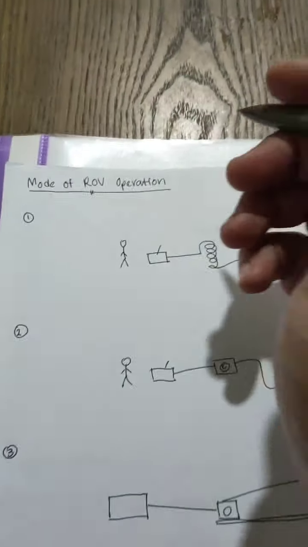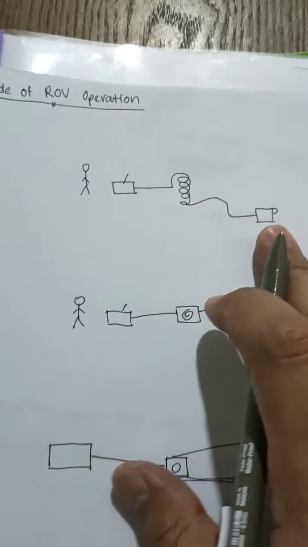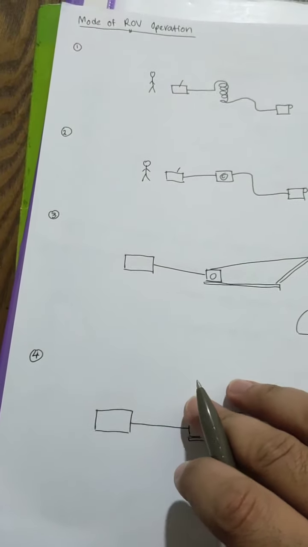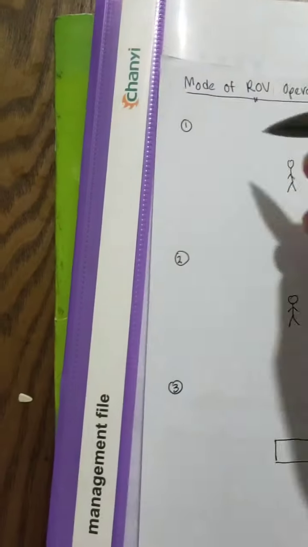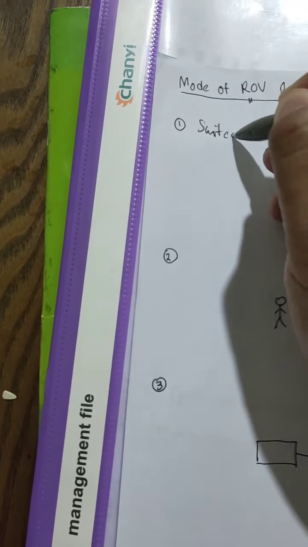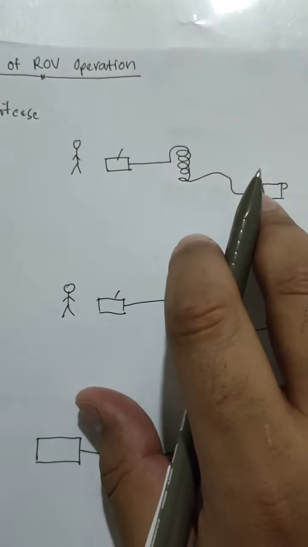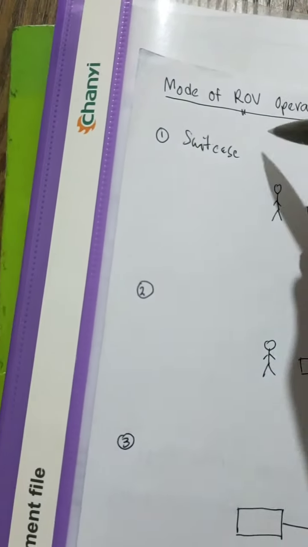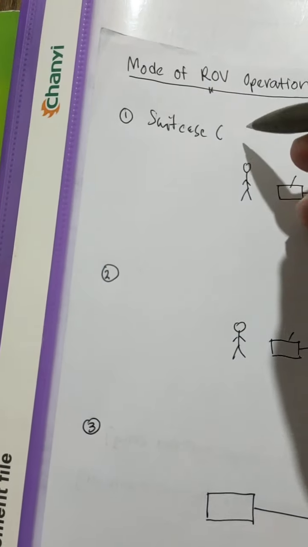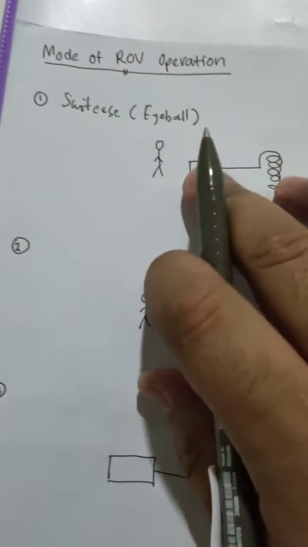Okay, for the last one, mode of operation. As you can see, there are 4 types of mode of ROV operation. The first one is called suitcase. An example of suitcase operation is an eyeball class ROV.